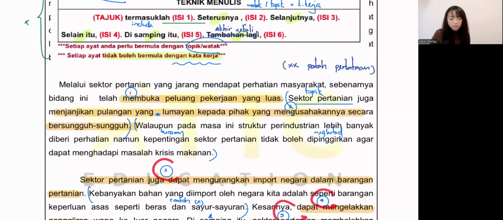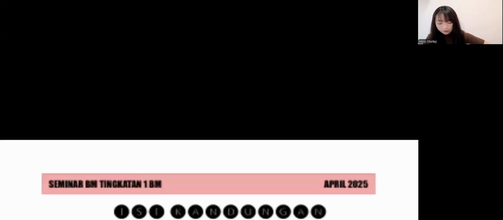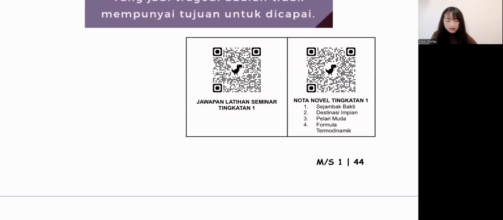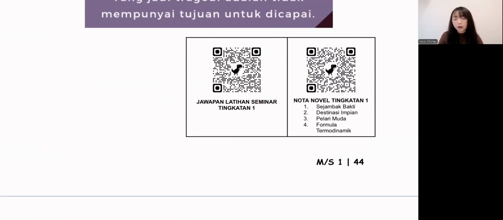Okay. So it's very similar with what we did in the previous class, because the last class we also did the ringkasan. Okay. All right. Then for your nota, right? Actually, the whole set, there are 2 model papers. So for these 2 model papers, a full answer is given here. So you can scan the QR code to get the full answer, so that when you do the revisions, you can refer to the answer.